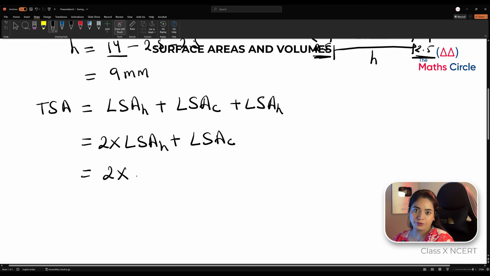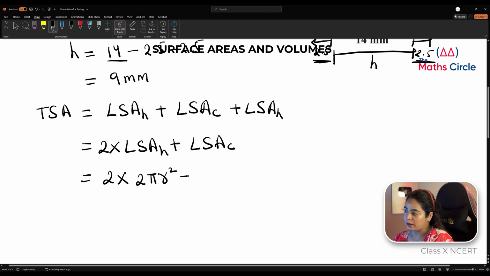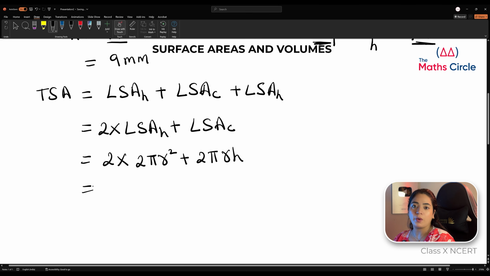Substituting the values of these formulas, I get 2 pi r square plus 2 pi r h. Now, if you don't know the formulas, you can simply refer to our video from clicking it on I button to watch the summarized video of all the formulas from this chapter.